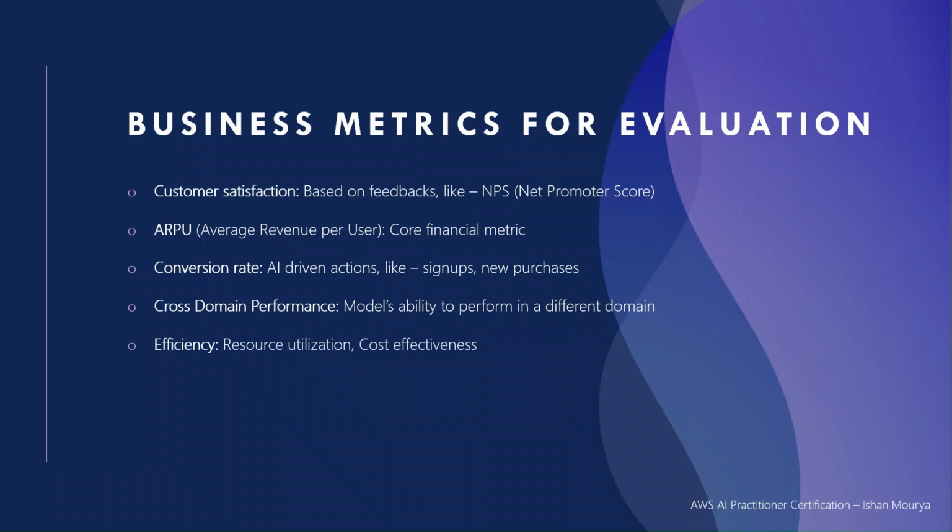Next is the efficiency. Efficiency is how cost effective your model is, right? Cost effective means how much resource it is using, because based on how much resource it is using, the cost will be there, right? And whether there is any wastage of resources. So this talks about the efficiency of your model. From the exam perspective, remember a few terms like ARPU, NPS, conversion rate, and cross-domain performance. These are important terms for the business metrics from the exam perspective.